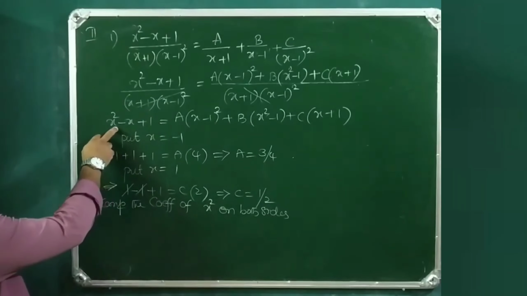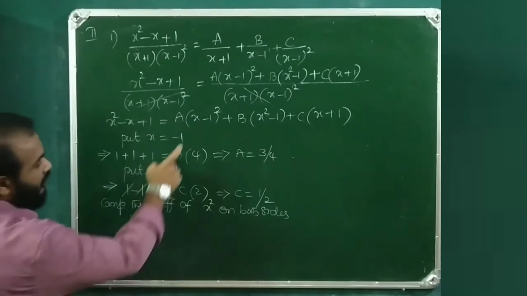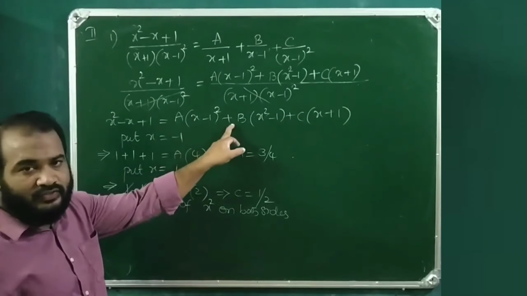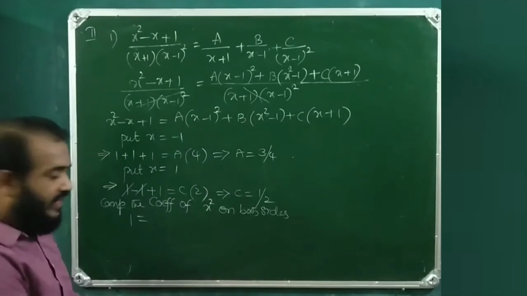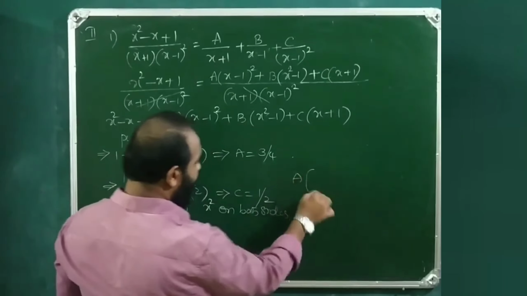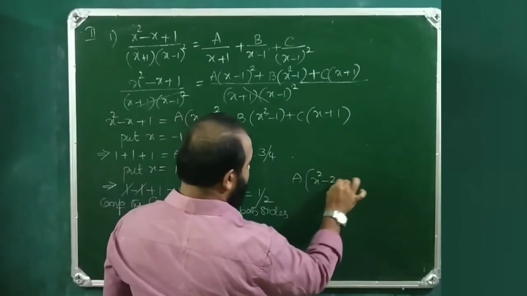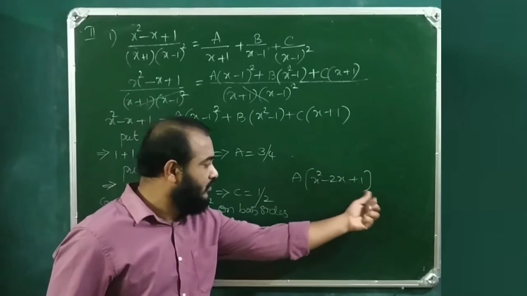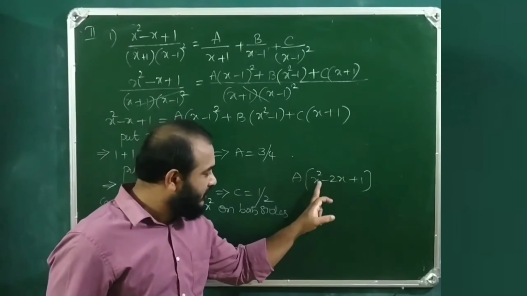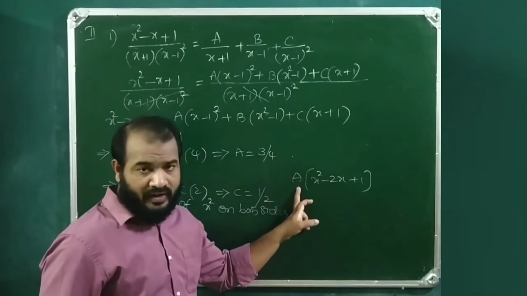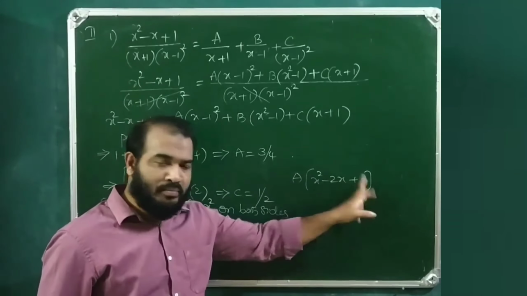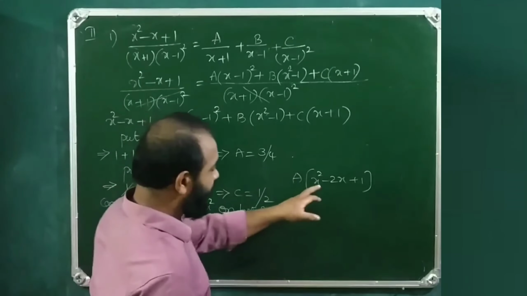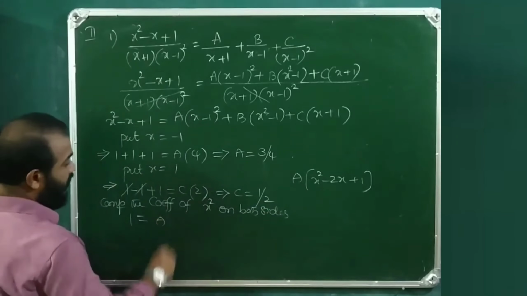So x square coefficient is 1 on LHS. Here on expansion we will be getting x square minus 2x plus 1. So x square coefficient is a here. I tell you, a into this is x square minus 2x plus 1, so this is ax square minus 2ax plus a. So the coefficient of x square is a here. We don't require the coefficient of x and constant, because we are comparing the coefficient of x square on both sides. So x square coefficient is a.